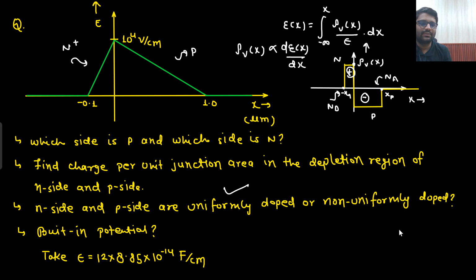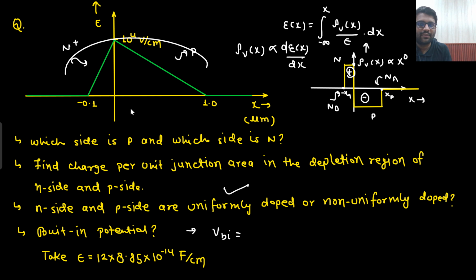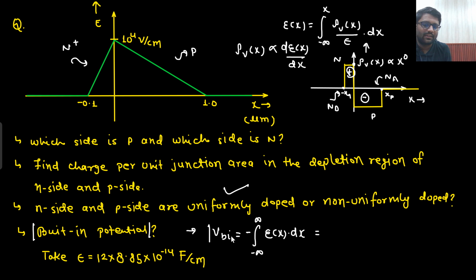Uniformly doped. Why is that so? Because you can see this plot. It is a function of x to the power 0, right? So it is uniformly doped. What is the built-in potential? Built-in potential will simply be the area of this much, right? Because the built-in potential would be minus infinity to infinity E of x dot dx. Surely there will be a negative sign, but they would ask the magnitude of the built-in potential, okay? So you take the magnitude.